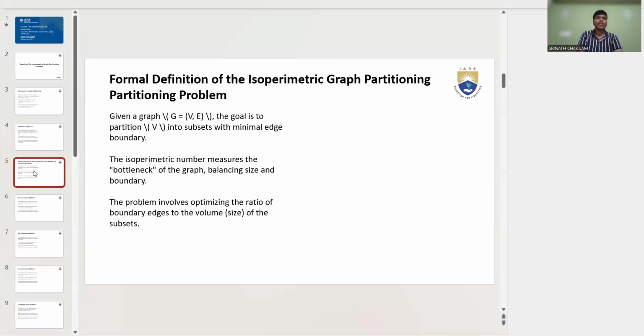And the next slide is the formal definition of the isoperimetric graph partitioning problem. Given a graph G equals (V, E), where V means vertices and E means edges. The goal is to partition V into subsets with minimal edge boundary. The isoperimetric number measures the bottleneck of the graph, balancing size and boundary. The problem involves optimizing the ratio of boundary edges to the volume size of the subsets.